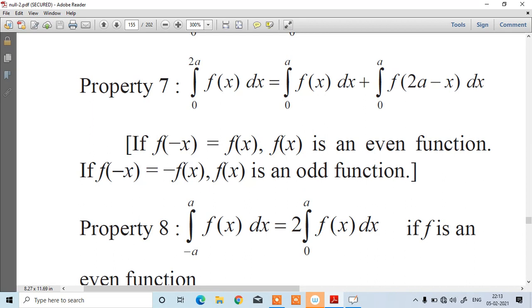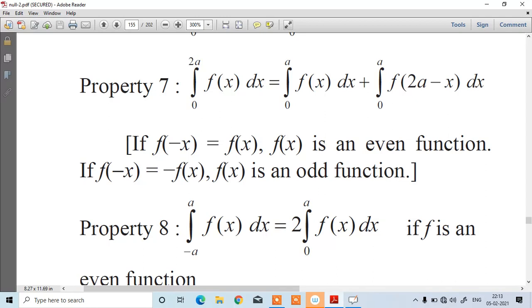And after replacing x with minus x, if you get minus f of x, then that function is called an odd function. This is the definition of even and odd functions: you put minus x in place of x, and if it remains as it is, then it is called an even function, and if it changes to minus f of x, then it is an odd function. We will take one example to clear this idea.